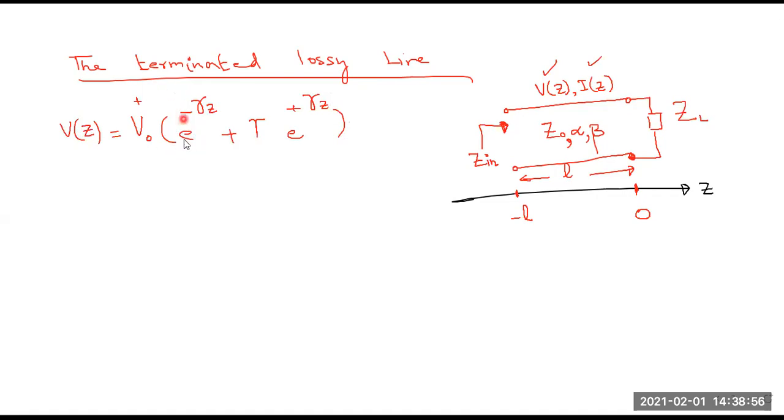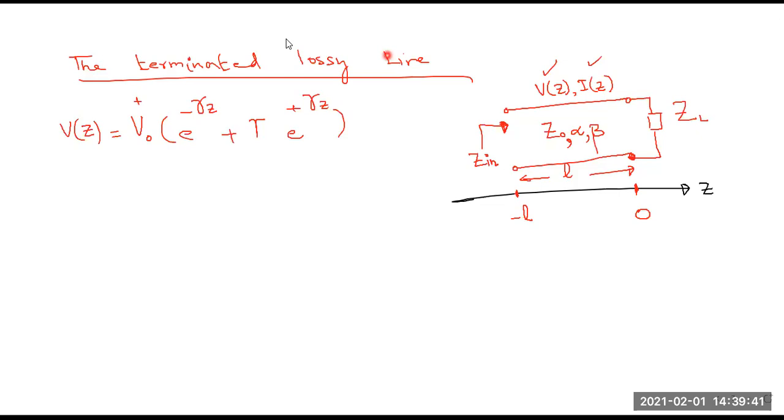Now, if you compare it with a lossless line, in place of this term we used to have e power minus j beta z, and e power plus j beta z. But now, because the transmission line is lossy, we cannot use simply beta, because we also need to include alpha as well. So alpha and beta together means we have gamma. This term represents, as before, the forward wave, the signal traveling towards the load. And this term represents a wave traveling in this direction, towards the generator.